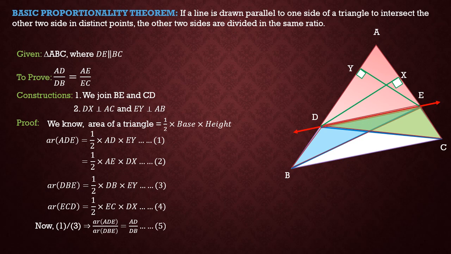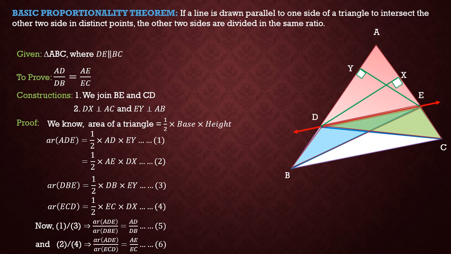So area of ADE by area of DBE is equal to AD by DB. Now we divide equation 2 by 4 and we have that area of ADE by ECD is equal to AE by EC. Same way as the previous one, the halves get cancelled and dx also gets cancelled because dx is common to both of them.